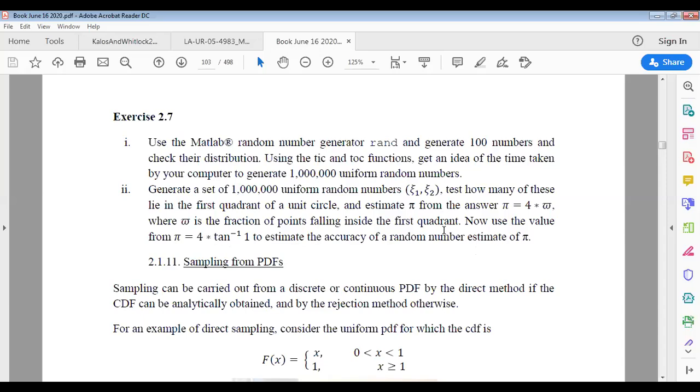So the area of the first quadrant should be pi over 4. If you make a square around the circle and you count how many points fall inside the circle and how many fall outside the circle but inside the square, then you would get an idea of the ratio of the areas of the circle and the square. So I want you to do that yourself and try to estimate pi from there.